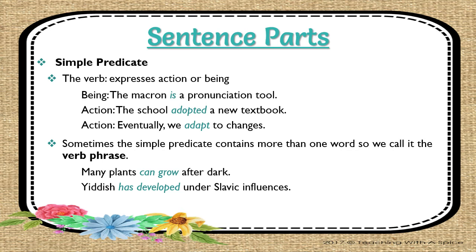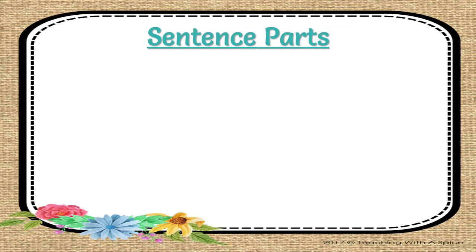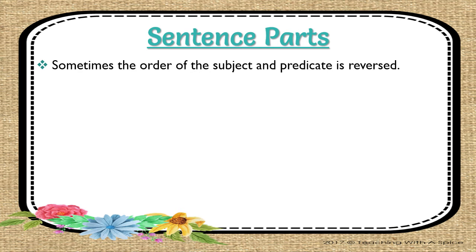Yiddish has developed under Slavic influences. Has developed, two words, but they work together to make one verb, so it's a verb phrase. Debbie has been adopting stray cats for many years. Three words working together for one verb. Sometimes the order of the subject and predicate is reversed.